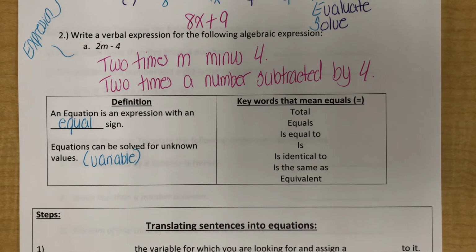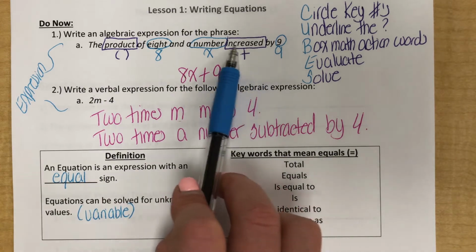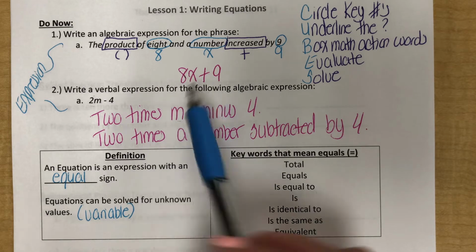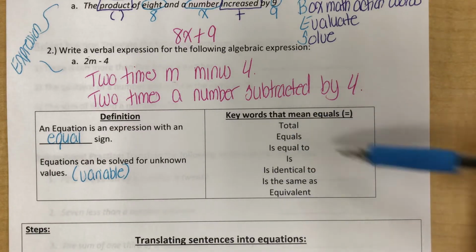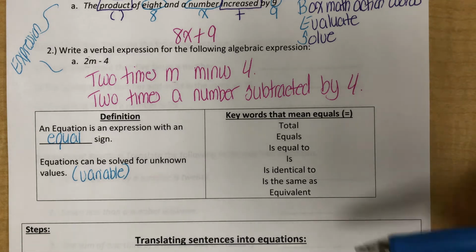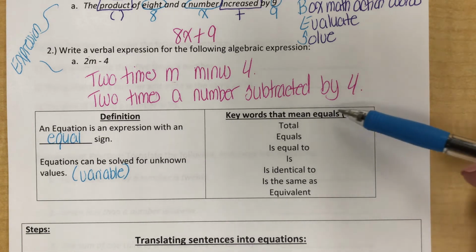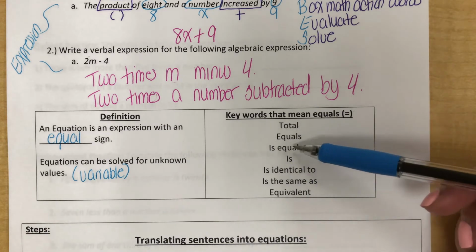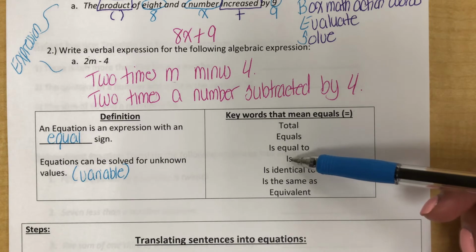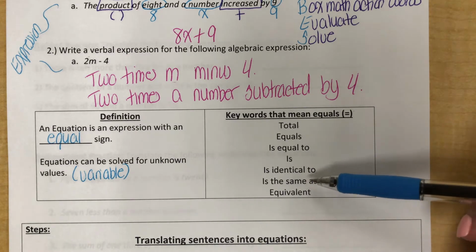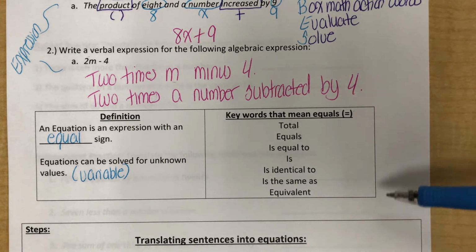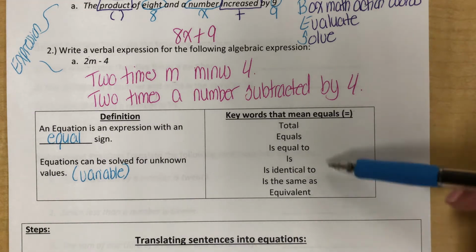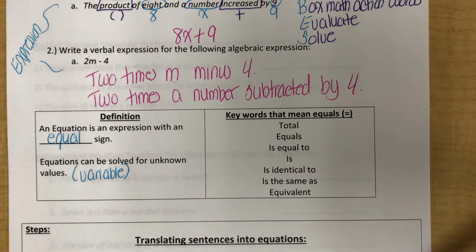When you're reading these word forms like A, and you have to translate them over into a number form, like down below here, these are some key words that you can look for that represent equals. So if I'm reading a word problem and I see total, I know total represents an equal. Literally the word equals would be an equal sign, right? Is equal to. Is, if I said 8 plus 2 is 10, 8 plus 2 equals 10. It is 10. Is identical to, is the same as, and equivalent. These are all key words that represent equals when you're reading a word problem.